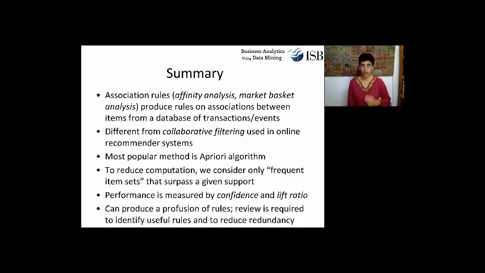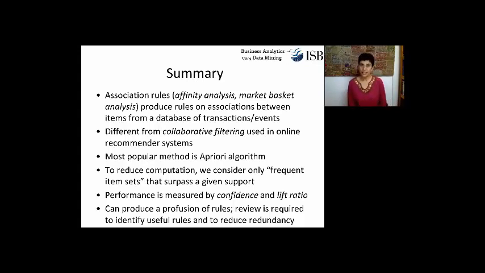In order to reduce computational issues, the trick is to consider only these frequent item sets. And these we get by deciding on some kind of a threshold on support. In other words, we're trying to only look at the popular items. After generating this large list of rules, we try to filter them out by first setting a threshold on the confidence and secondly looking at rules that have high lift ratio.